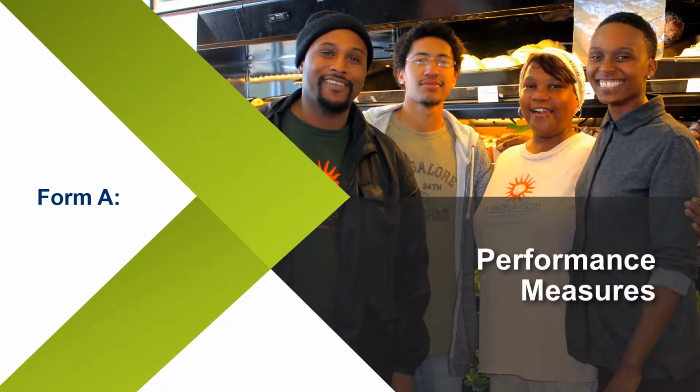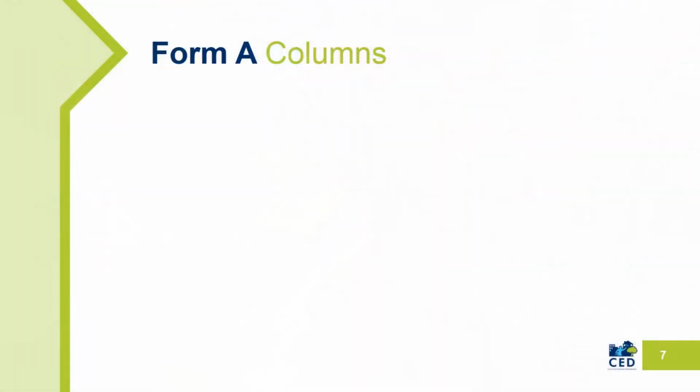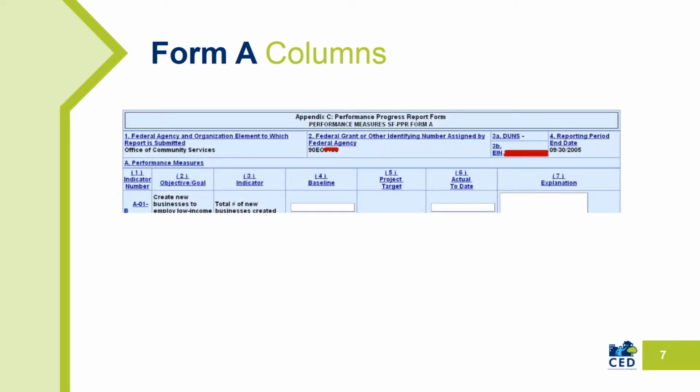Form A covers performance measures and is the most detailed of the forms. On this form, you will be reporting quantitative data about your project. Form A is set up like a grid. Each row is a different indicator for which you'll need to collect and report data. There are 7 columns. The first 3 columns tell you what information to fill out in that row.